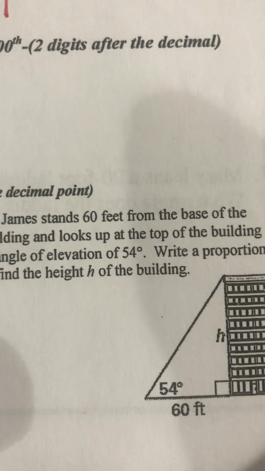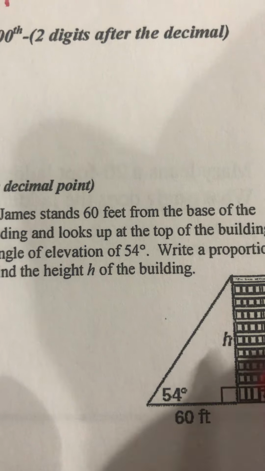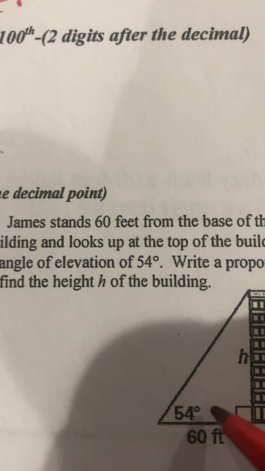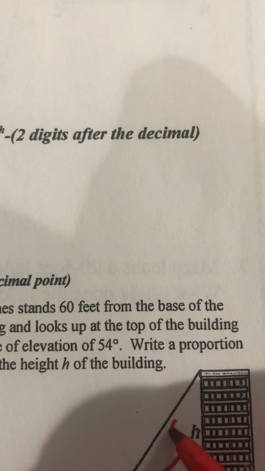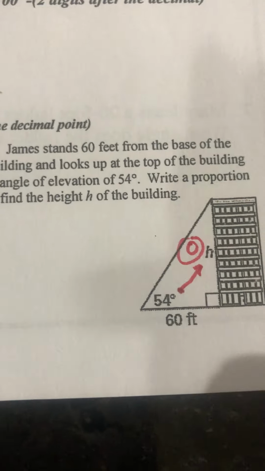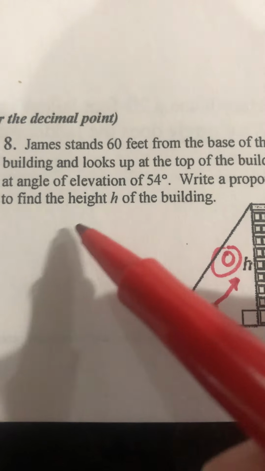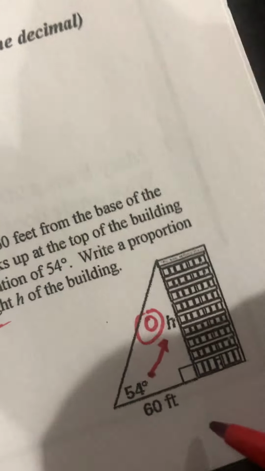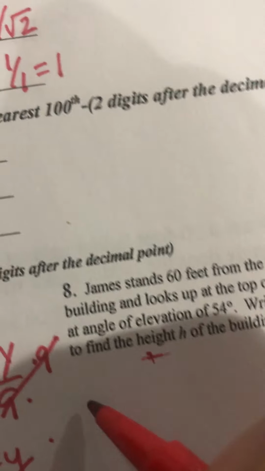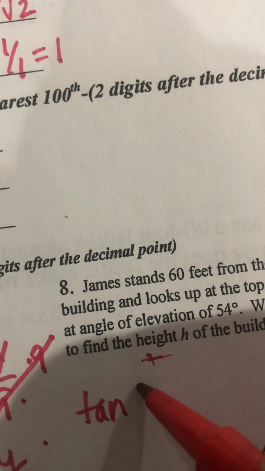The last one here, it's a little story problem, but you can see the pictures drawn for you. You've got the angle of 54. You've got the h, which is a little confusing because it's not h for hypotenuse. The h is actually standing for the height of the building. And it's actually opposite the 54, and then the 60 here is the adjacent. So opposite and adjacent, well, there's only one left, and it's tan.